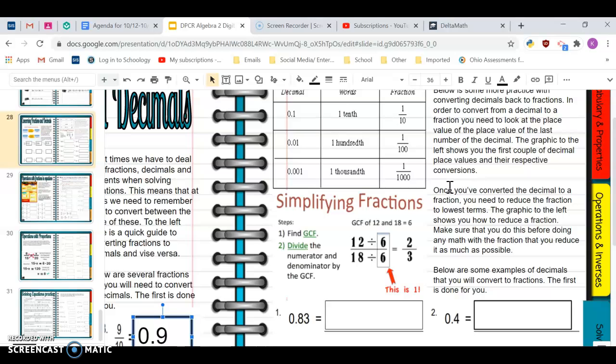Once you've converted this decimal into a fraction, you need to reduce the fraction into lowest terms. To the left, I've given you a quick guide on how to do that. When you reduce and simplify your fraction, you are dividing your numerator and denominator by the greatest common factor. In this case, we have 12 and 18. The greatest common factor between these two is 6. So I have to divide 12 by 6 and 18 by 6, which gives me 2 over 3.